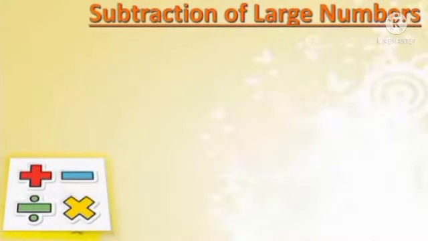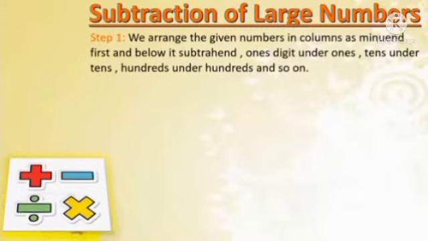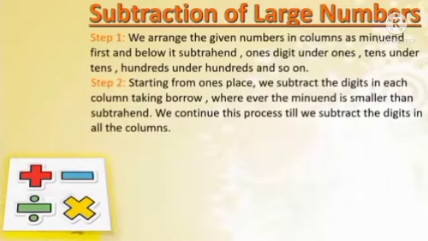Again children, we have already learnt the subtraction of two numbers by arranging them in vertical column. Let us practice it with large numbers. Step 1. We arrange the given numbers in columns as minuend first and below it subtrahend. Ones digit under ones, tens under tens, hundreds under hundreds and so on. Step 2. Starting from ones place, we subtract the digits in each column taking borrow whenever the minuend is smaller than the subtrahend. We continue this process till we subtract the digits in all the columns.